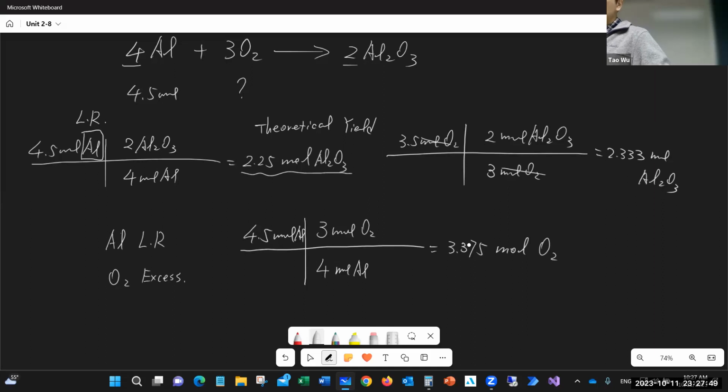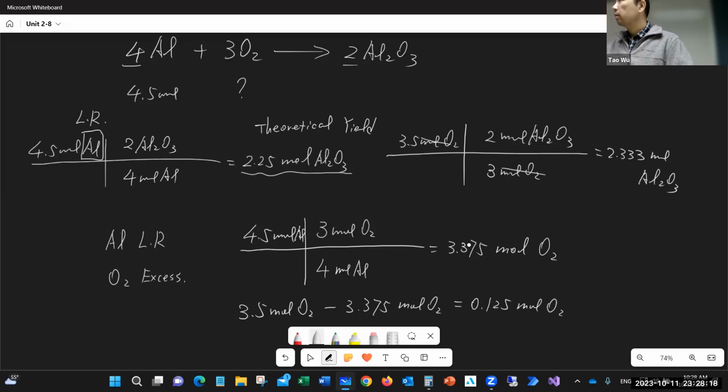So obviously, we have a total of 3.5 moles of oxygen, so we still have some leftover oxygen, right? Then you subtract the 3.375, and the difference will be the leftover, which is 0.125 mole of oxygen. That makes sense, right?